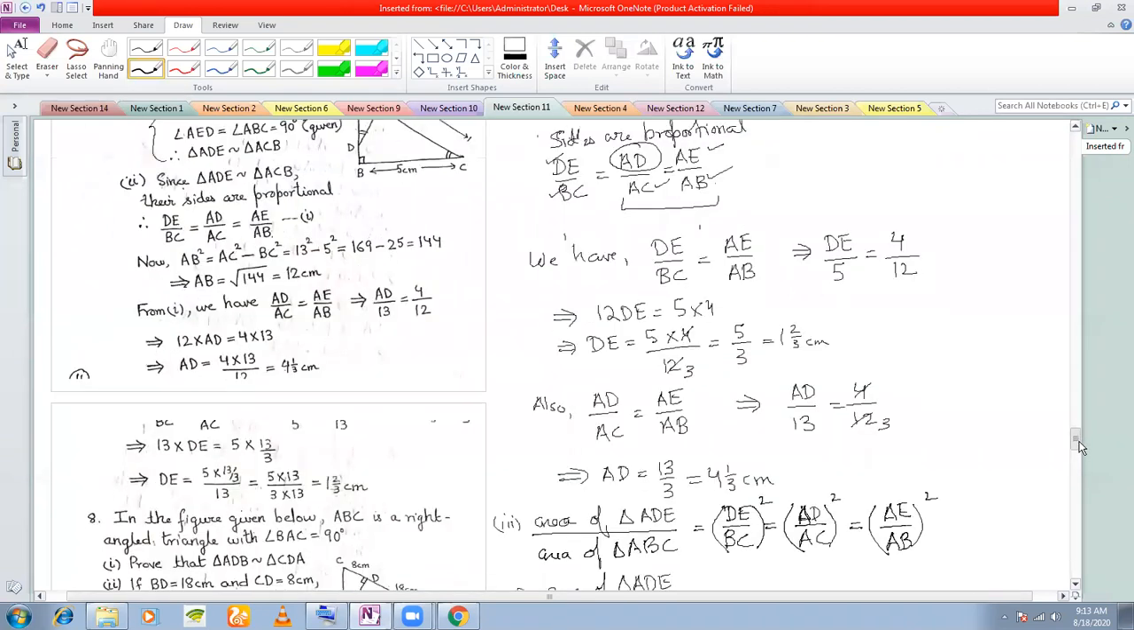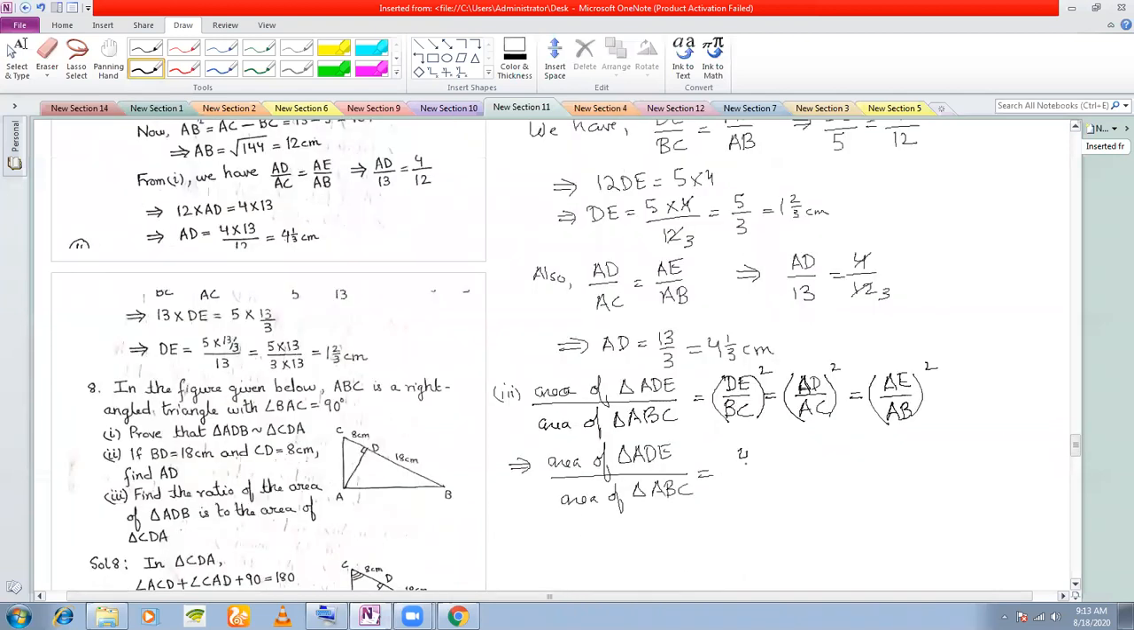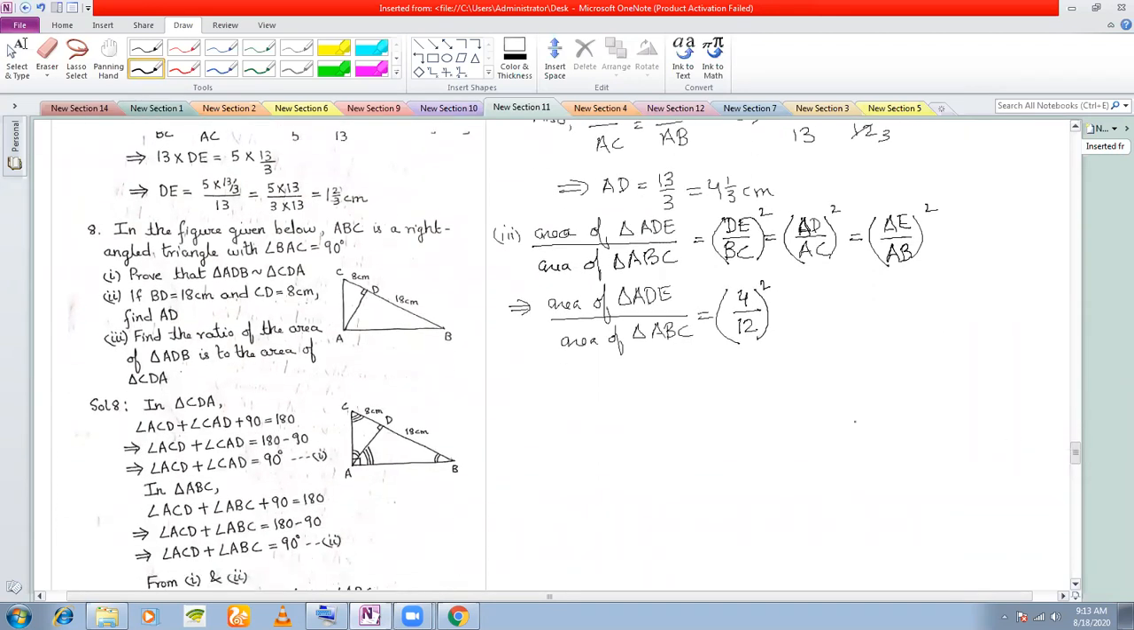This is your 4 by 12. AE is 4 centimeter given and AB is given to be 12. I have found out AB by Pythagoras theorem, whichever way you think about it. So this is 3, so this is 1 by 9. So we've got the ratio as 1 by 9 or 1 is to 9. The smaller triangle is to the bigger triangle is equal to 1 is to 9.